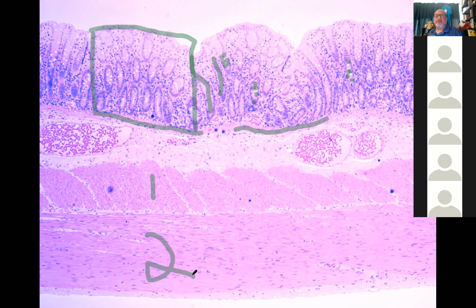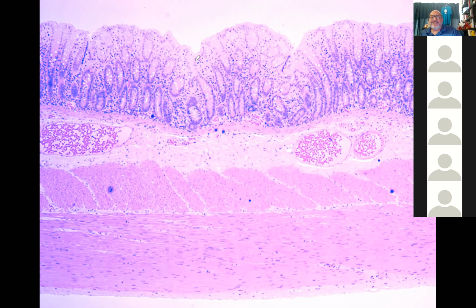Okay, excellent. But what we do have here are the intestinal glands. The intestinal glands of the large intestine primarily make mucus. Really, the primary secretion of the large intestine is mucus. So we have all these goblet cells making the mucin and releasing them from these intestinal glands.